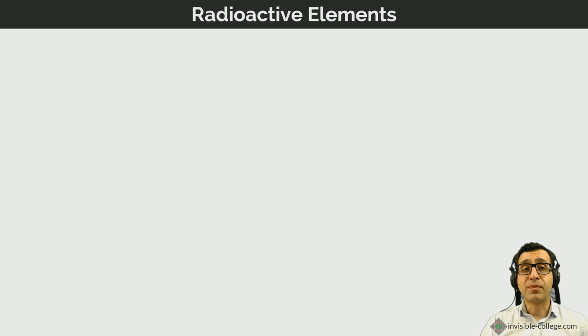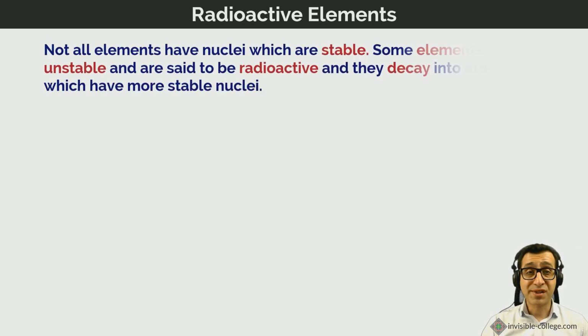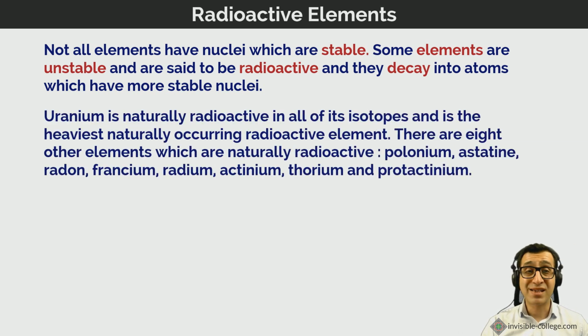So not all elements have nuclei which are stable, as we said before. Some elements are unstable and are said to be radioactive, and they achieve stability by radioactively decaying into atoms which have more stable nuclei. So uranium, I've mentioned already, is a naturally occurring radioactive substance, and all of its isotopes are unstable and radioactive. It is the heaviest naturally occurring radioactive element.